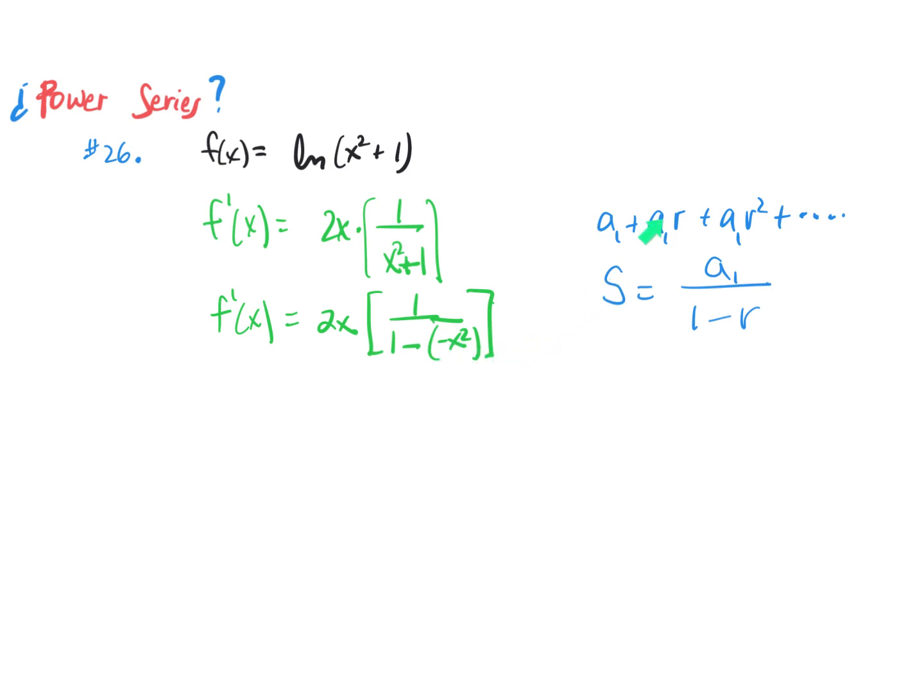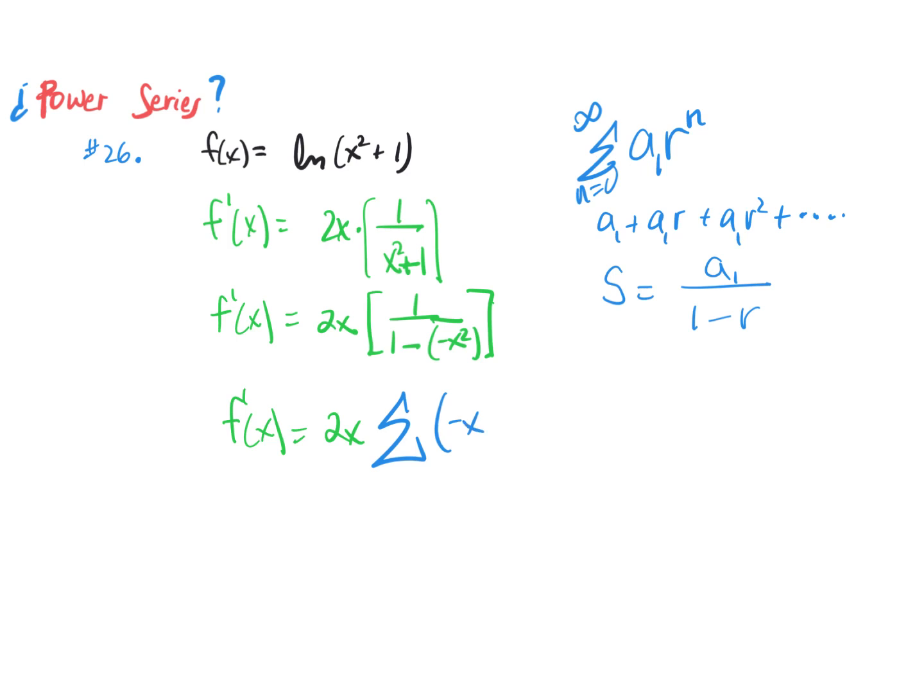So recall that when we have a geometric series, we can write that series as the sum of the first term times r to the nth power as n goes from 0 to infinity. So we're going to rewrite what's in the brackets as the geometric series that converges to it, because this matches the sum of that series. So our first term is 1, and we multiply it times the common ratio, which is what we're subtracting, the negative x squared, to the nth power as n goes from 0 to infinity.